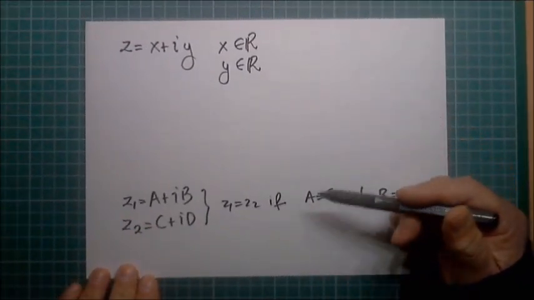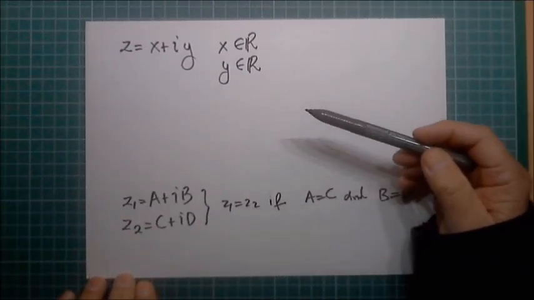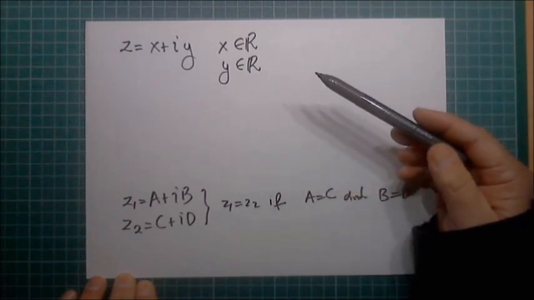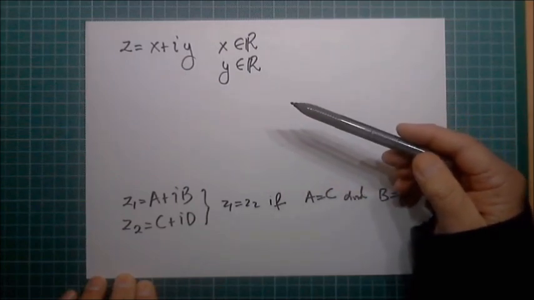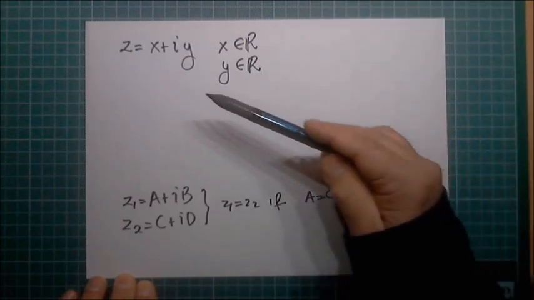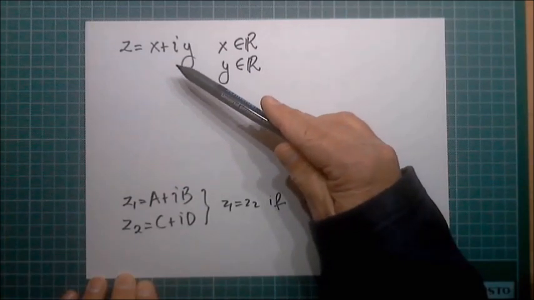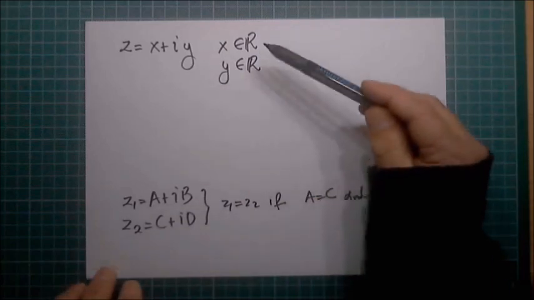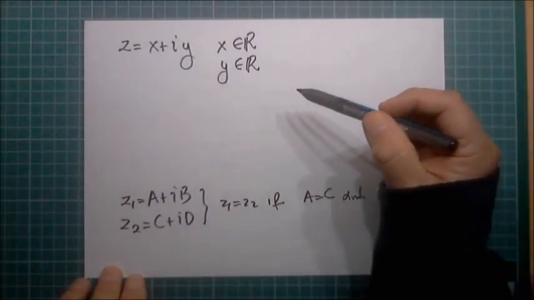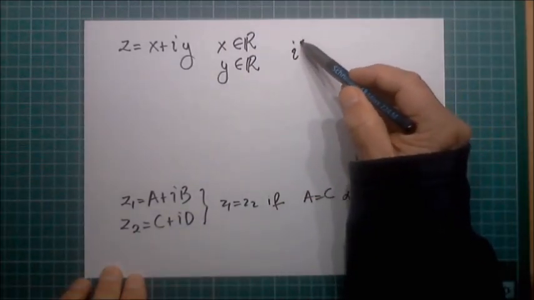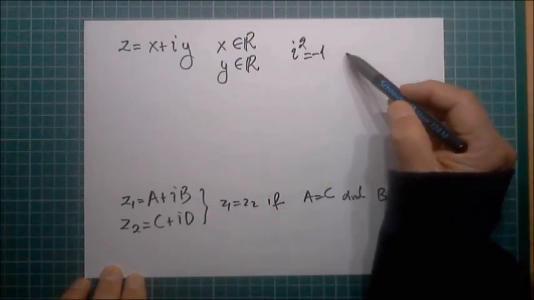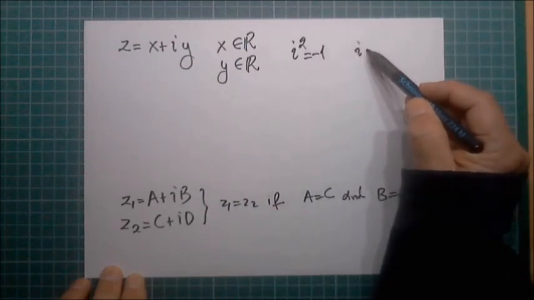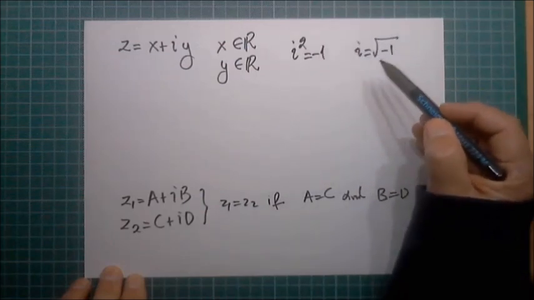Hi guys, today we are going to introduce complex numbers. So what is a complex number? A complex number z is an expression of the form x plus i times y, where x and y are real numbers, and i is a symbol with the property that i squared equals minus 1, or equivalently i equals the square root of minus 1.